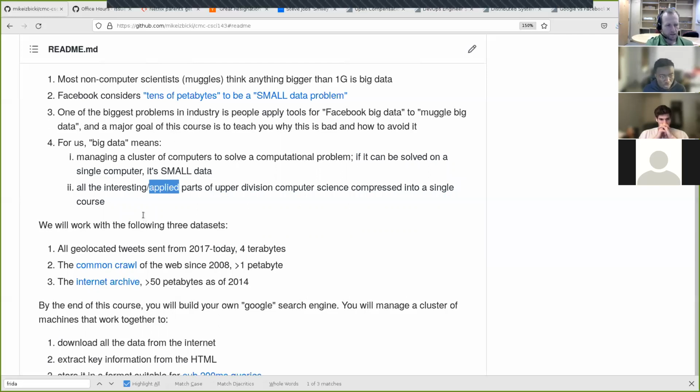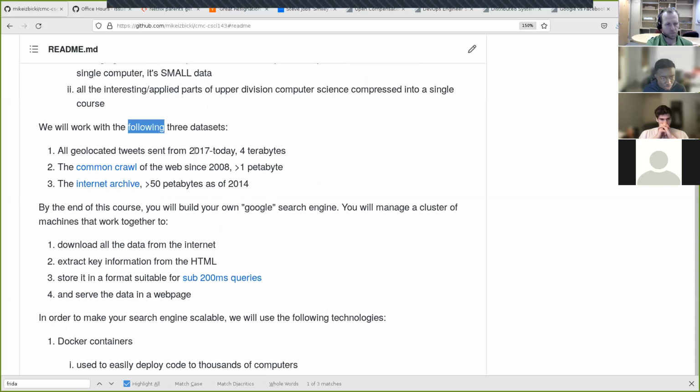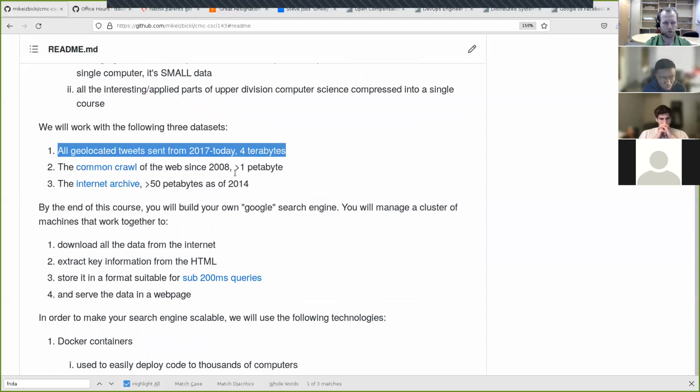So concrete data sets that we'll be working with. There's 3 of them here. The first one is all geolocated tweets sent from 2017 to today. So that's about 4 terabytes of data. It's not quite the tiny microscopic data that muggles think of as big data. This is starting to get into real big data territory where you need to think about how to process this efficiently. But it's not true big data.